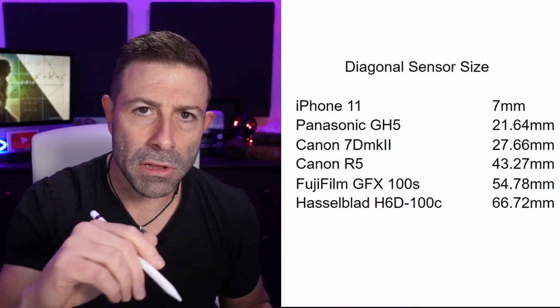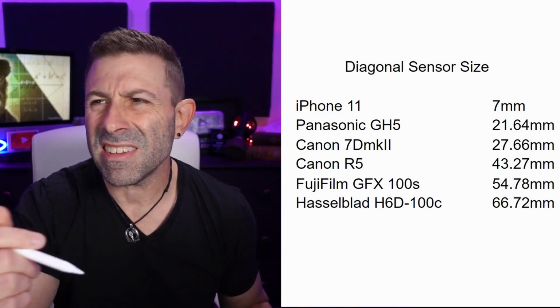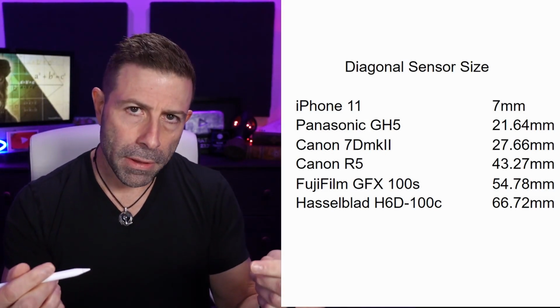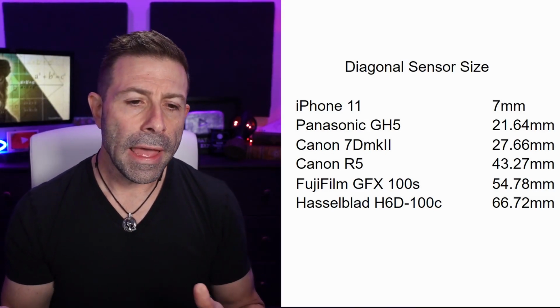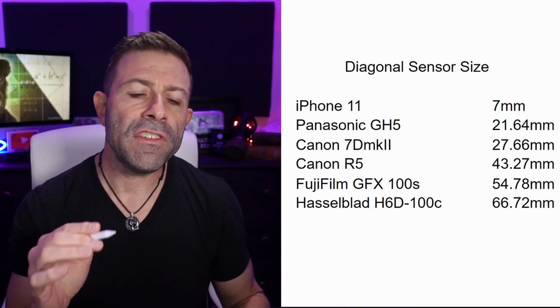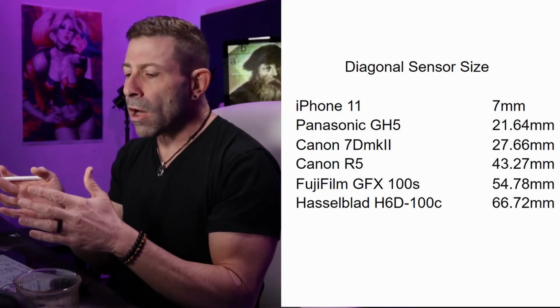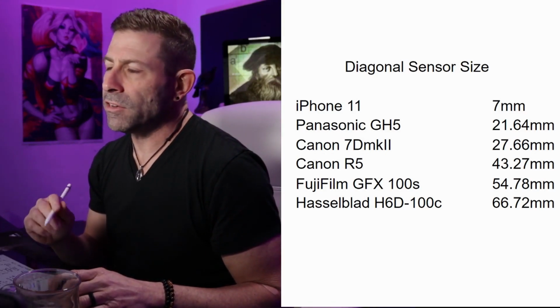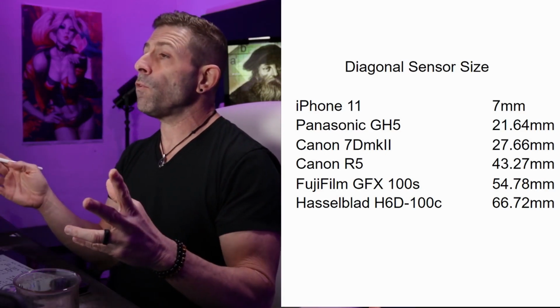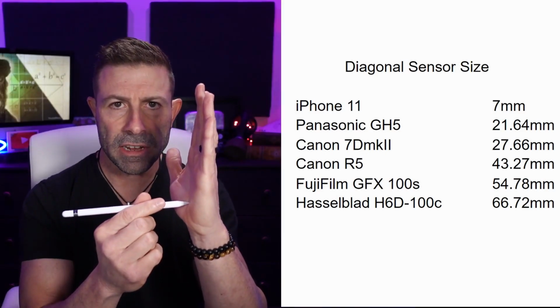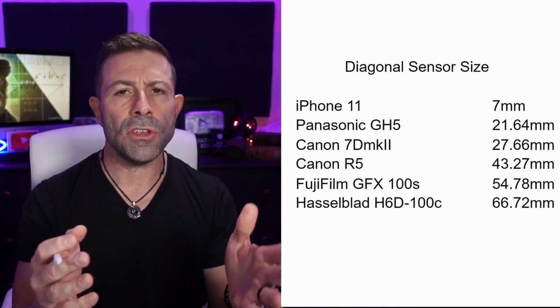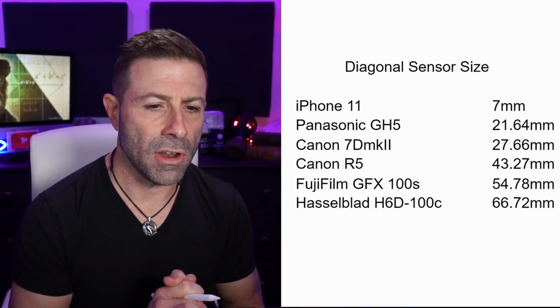Now that thing has the magic number of 66 millimeters. 66 millimeters, 66.72 millimeters, okay? Think about that. Now the crop of that GFX 100 has a diagonal of 54.78 millimeters. Well, when we dumb down to a full frame, you're at 43.27 millimeters. Now that's for a full frame that is 24 by 36. There are some full frames out there that are a little bit odd and it's going to be slightly off, but we can still use that magic number because it's going to be close enough.